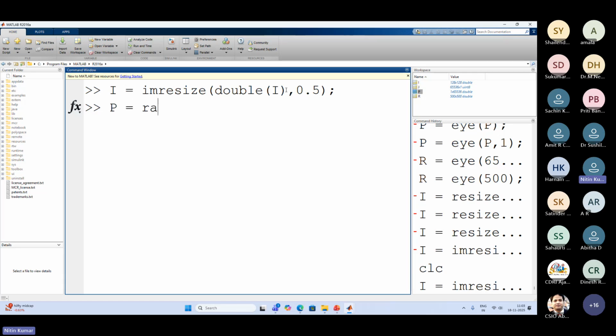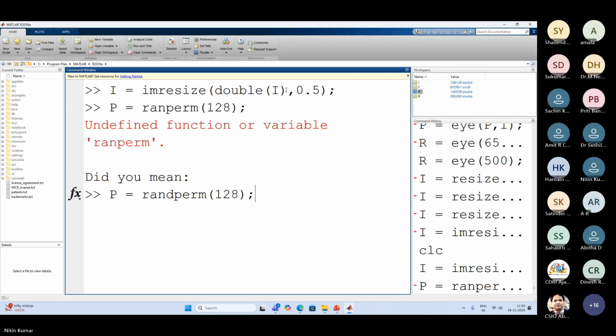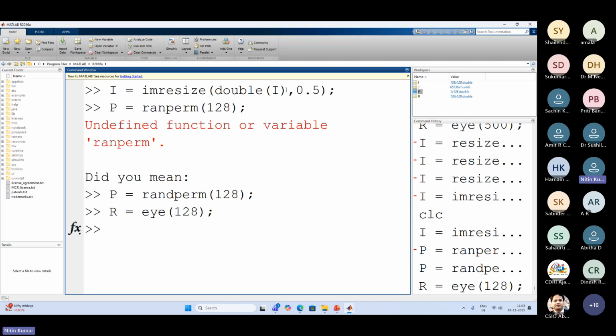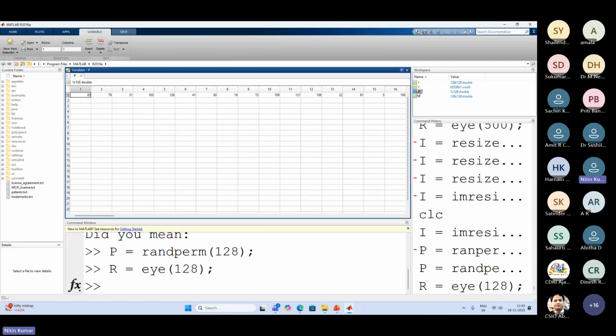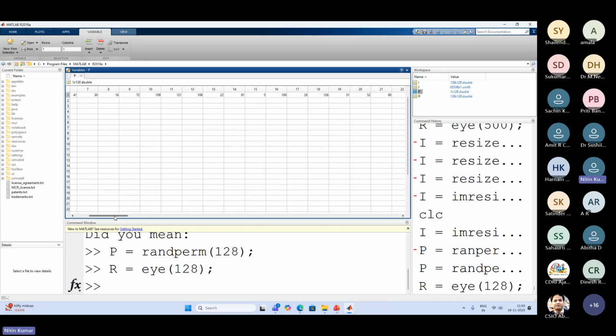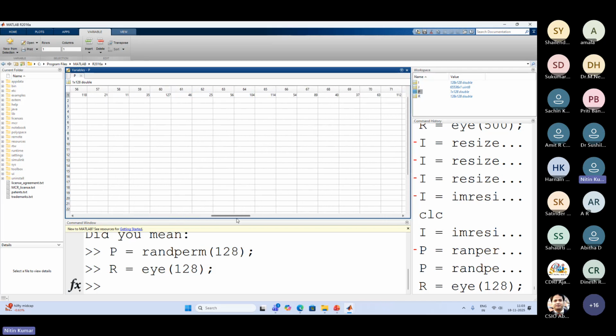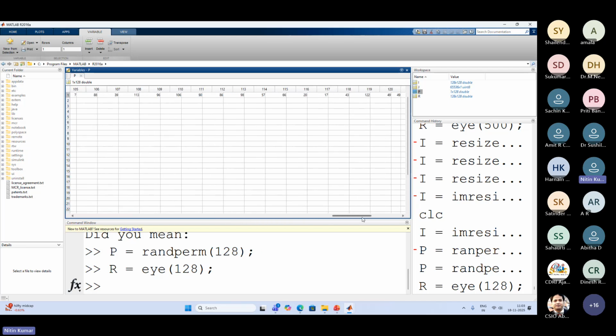So P is equal to randperm, again I am taking 128, because of the larger size it was not able to do randperm. Now, based on this, I generate an identity matrix of size 128. This P you can see here has indices which are different. They are all permuted up to 128 in different ways.